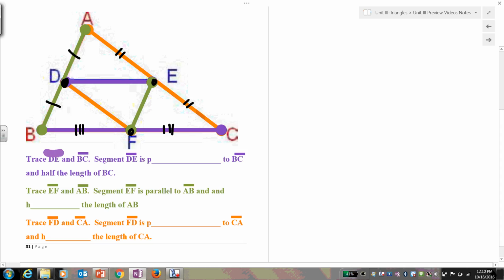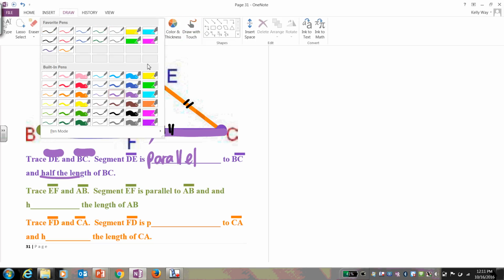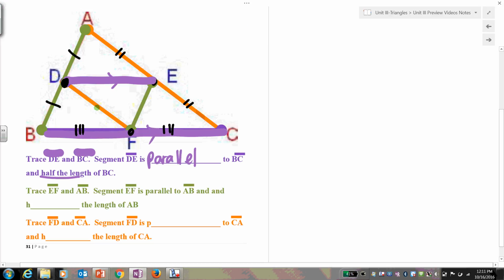I'd like you to trace DE. Now trace BC. DE is parallel to BC. It's also half the length of BC. I'd like you to physically trace. The physical tracing helps your brain remember these relationships. We're going to trace EF. We're going to trace AB.